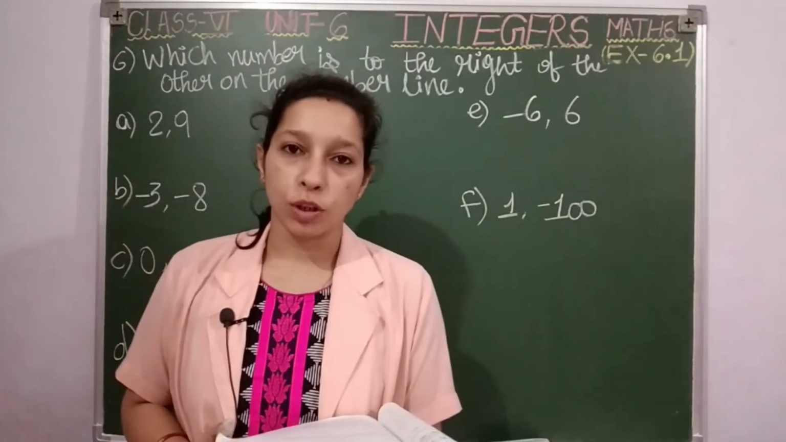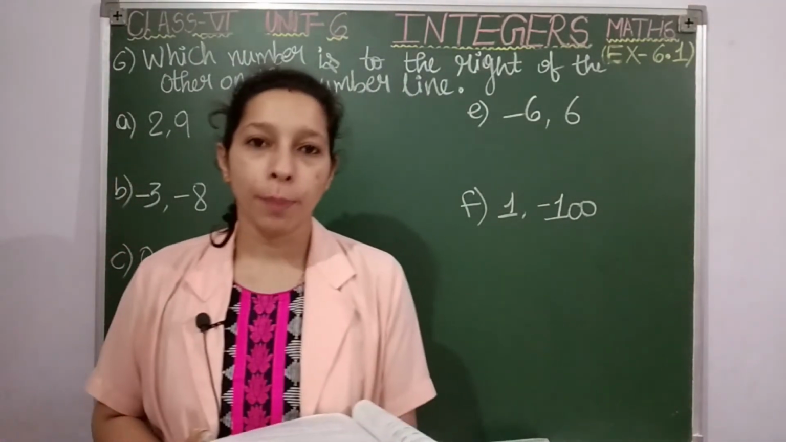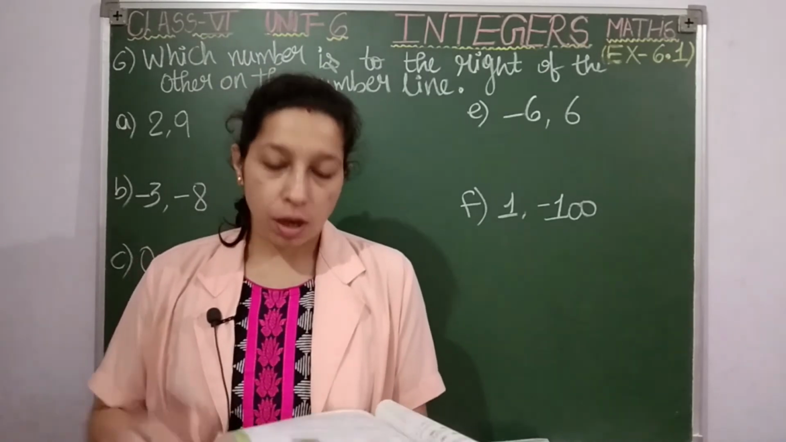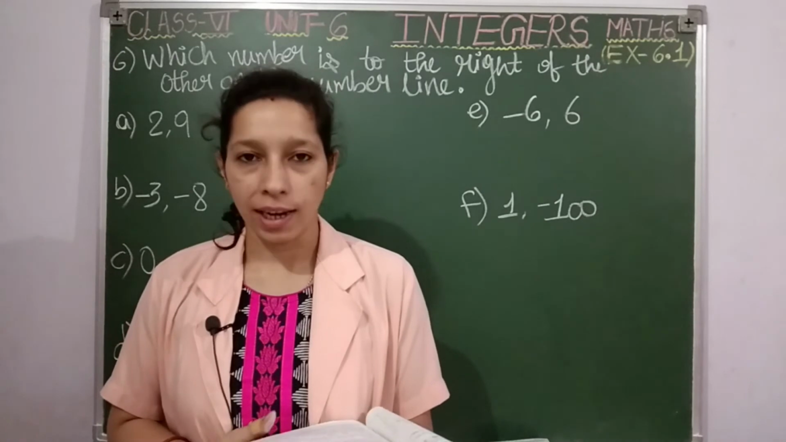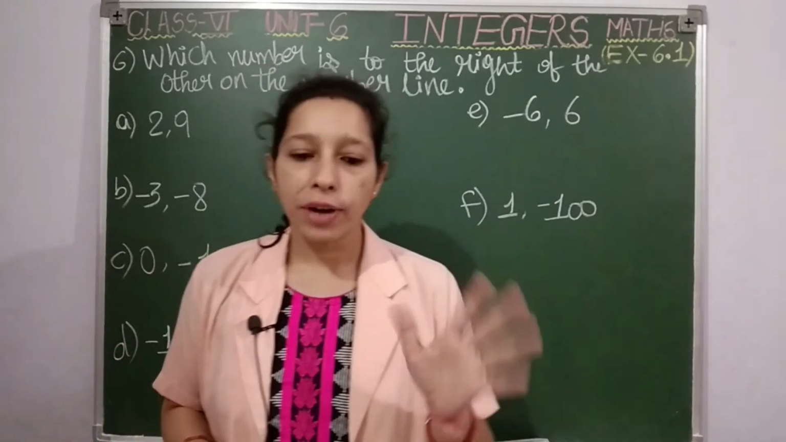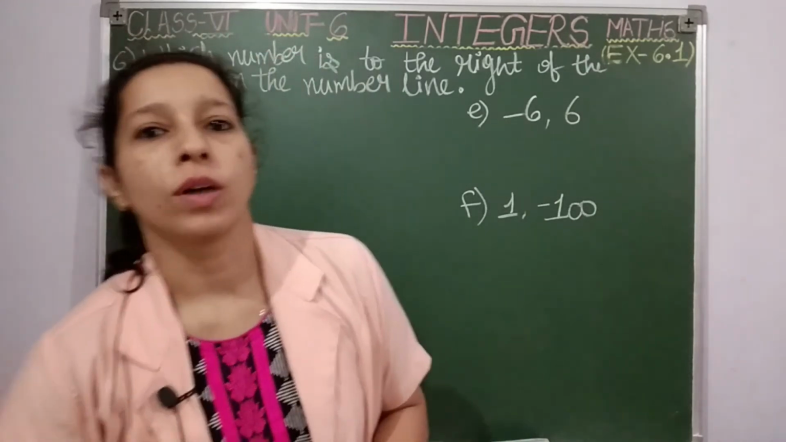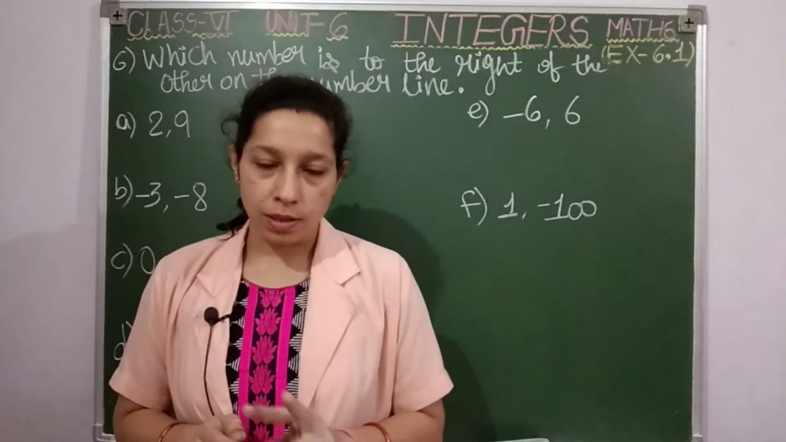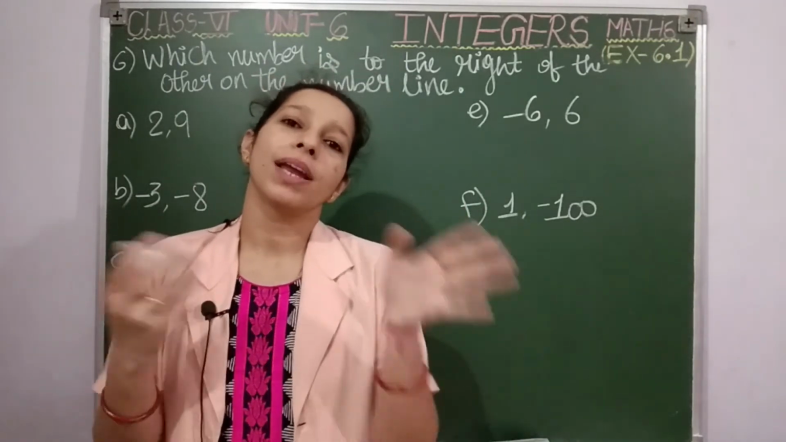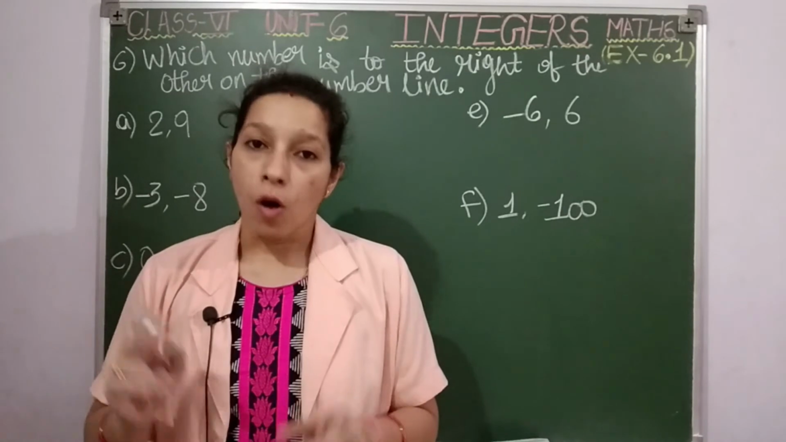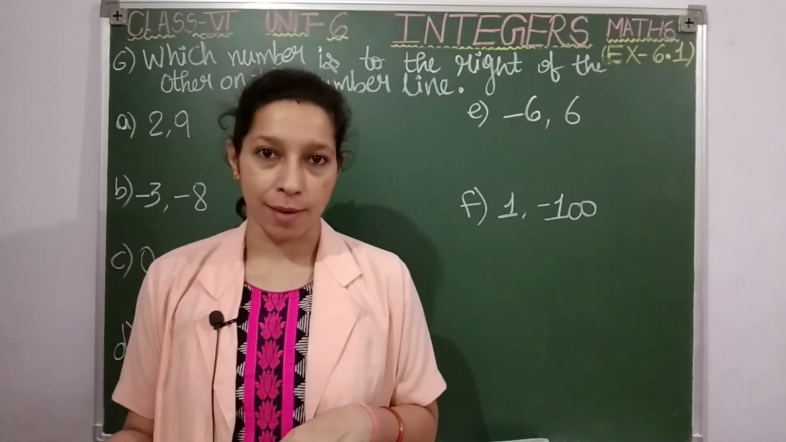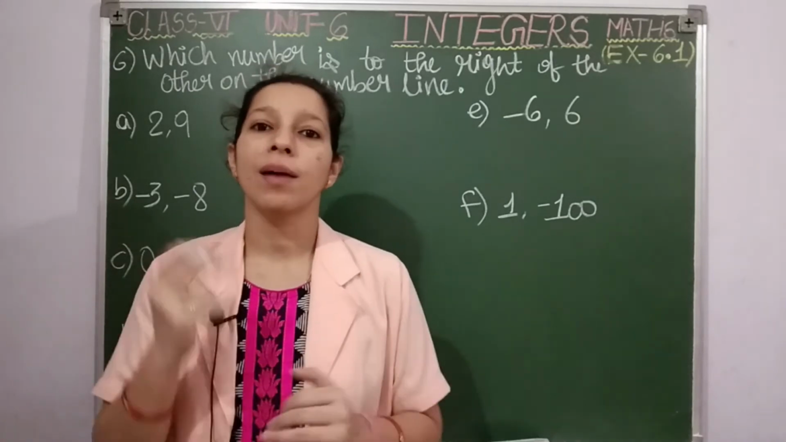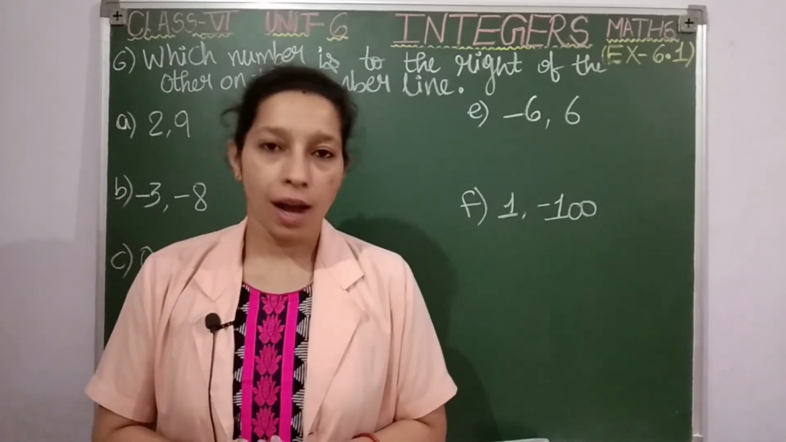Let us see, students, question number 6. In each of the following pairs, which number is to the right of the other on the number line? See, students, one trick I am telling you. For this question, you will get 2 numbers. Among them, you have to tell which number is to the right of the other. Always the greater number will be to the right of the other number. Remember this.